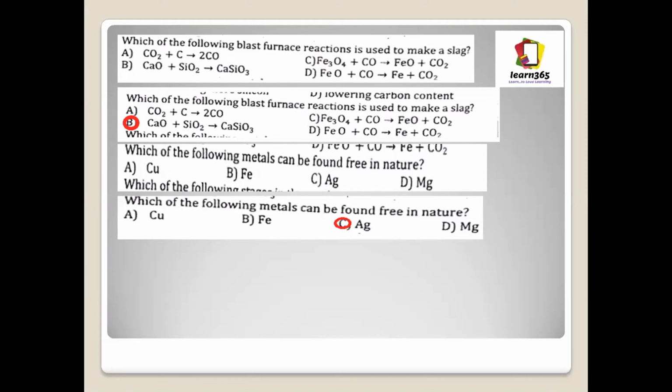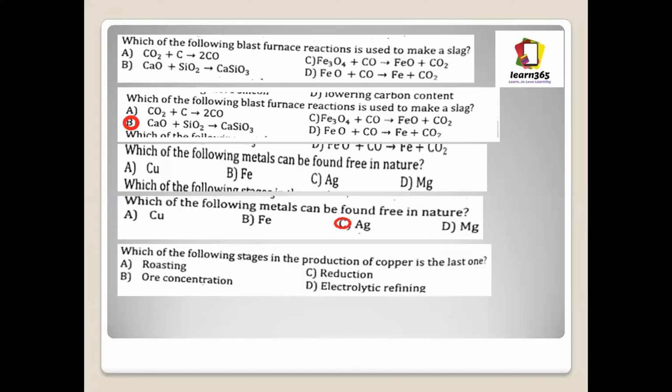Now, the remaining options are copper and silver. Copper is mostly found in the form of an ore in nature, CuFeS2 is its ore. Silver is the only one which occurs in the free state. Are you able to understand? Silver is the only metal that occurs in the free state, so out of these options, silver is the right answer.